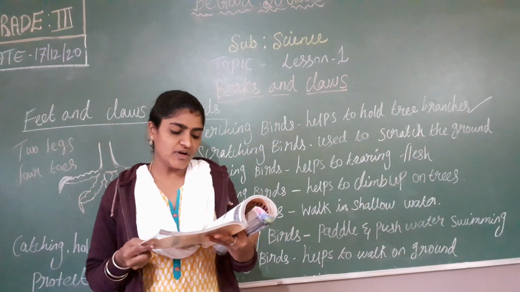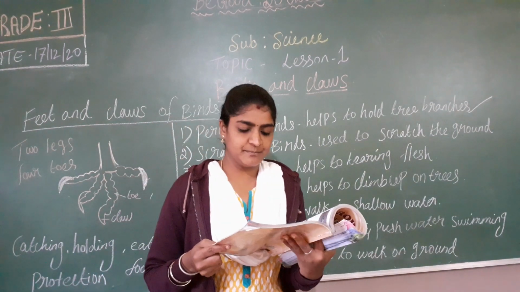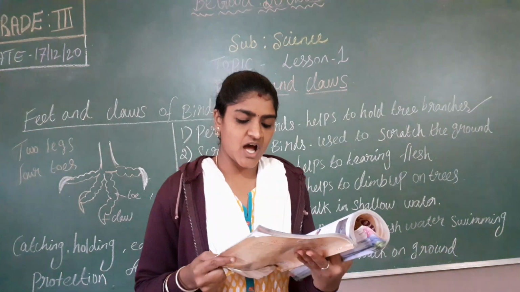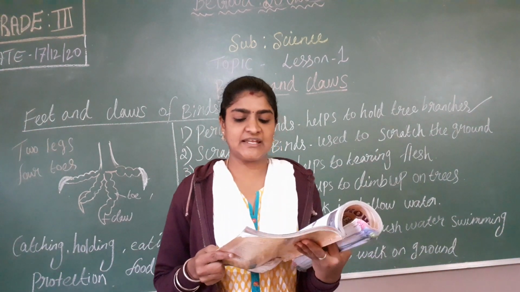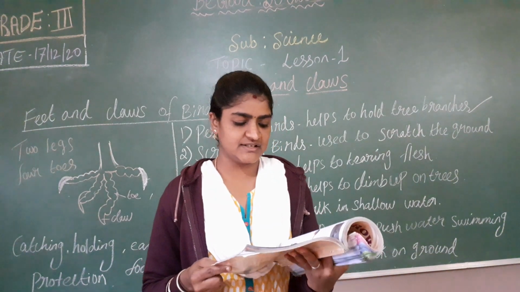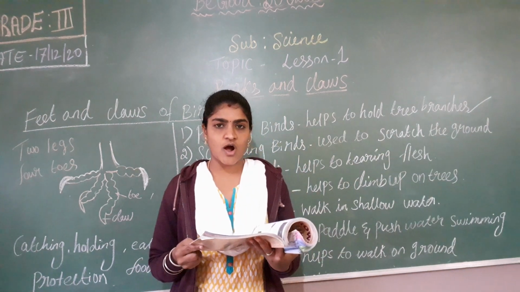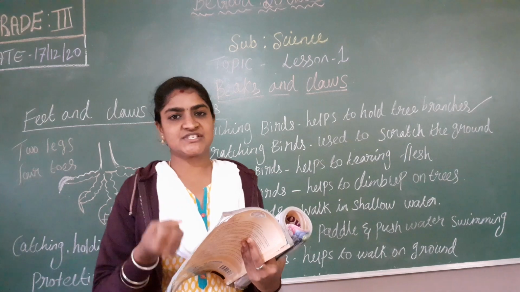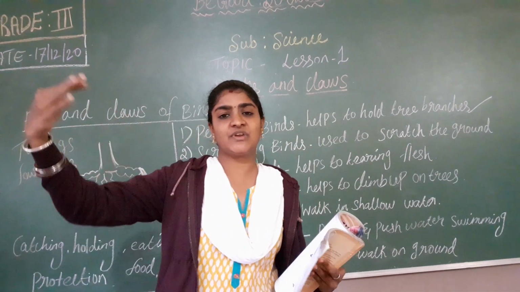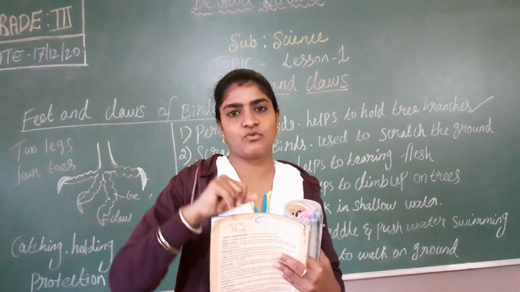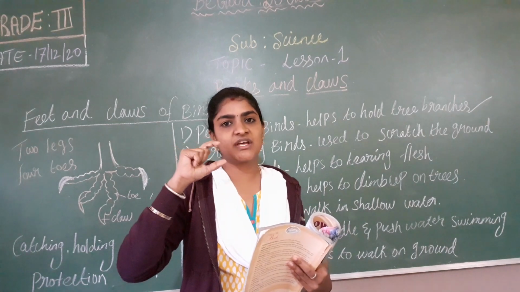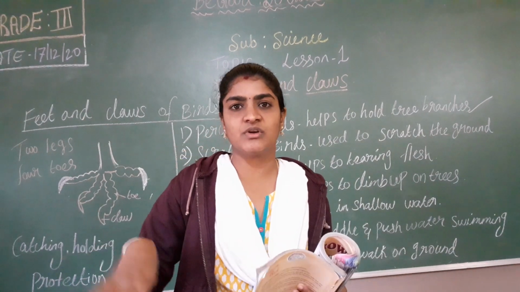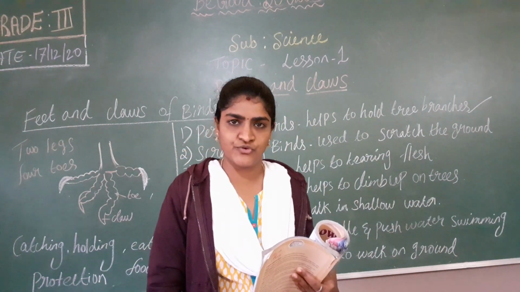Next, the third one is called praying birds. Birds like the vulture and eagle are flesh eaters. They are also called praying birds. For example, the vulture and eagle fly at a very high distance. Their eyes are very sharp, so from above they are able to search for food.